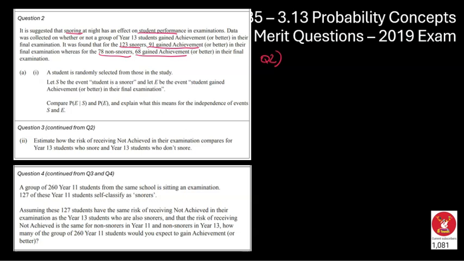Let S be the snoring students. Let E be the gained achieved or better in their final exam. Compare the probability of E given S and the probability of E and explain if they're independent.